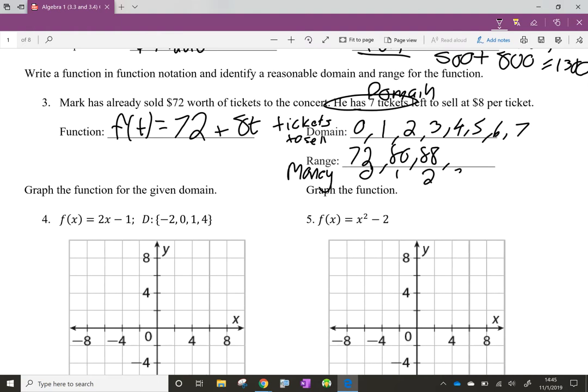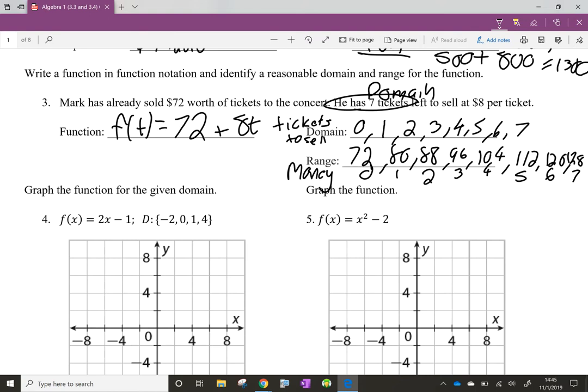So if he sold the third ticket, that would be $96. If he sold the fourth ticket, it would be $104. If he sold a fifth ticket, it would be $112. If he sold the sixth ticket, it would be $120. And if he sold one more ticket, he would have $128.